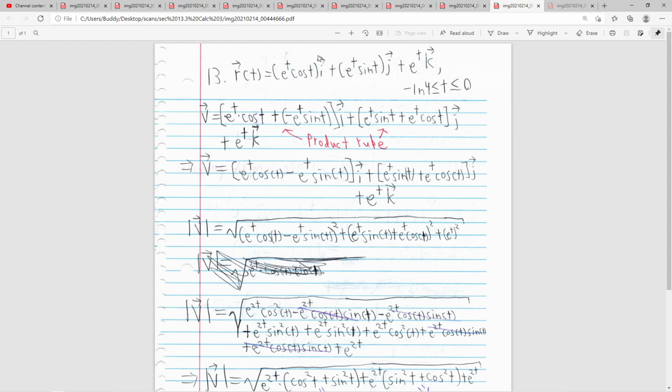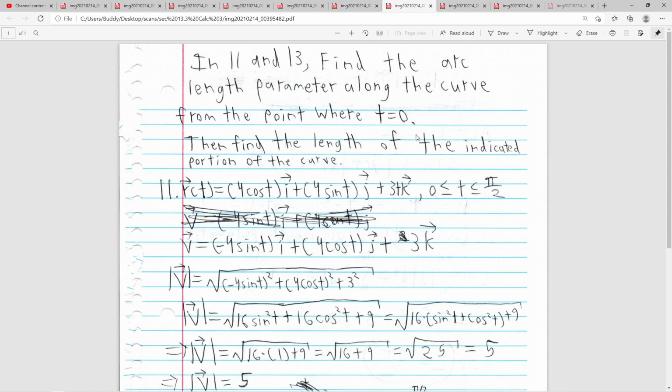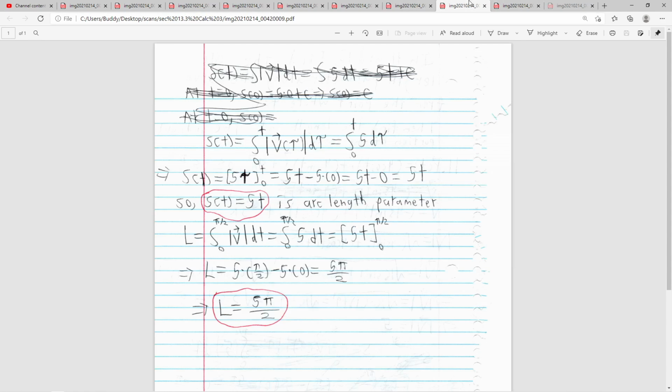One last problem. The position vector is e to the t cosine t i plus e to the t sine t j plus e to the t k. Now we're using this type of stuff, and we have t from negative ln 4 to 0. We want the length of this portion of the curve, like L.